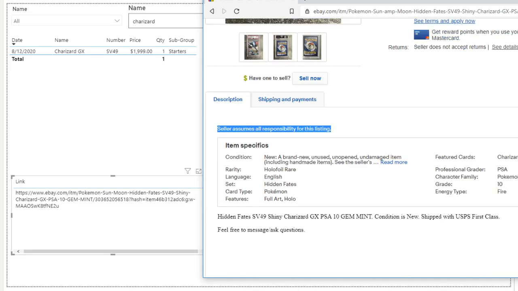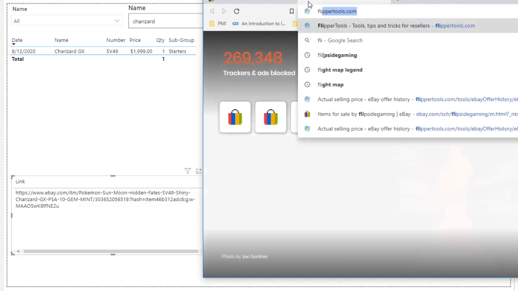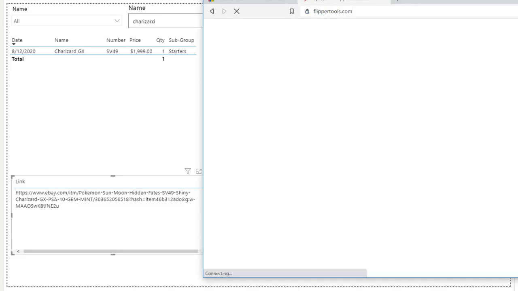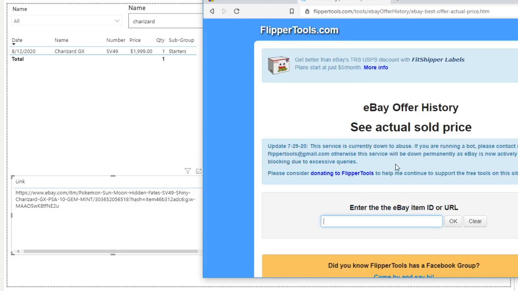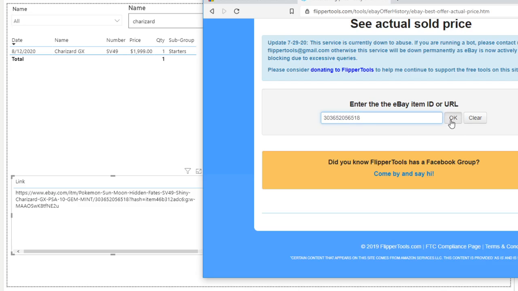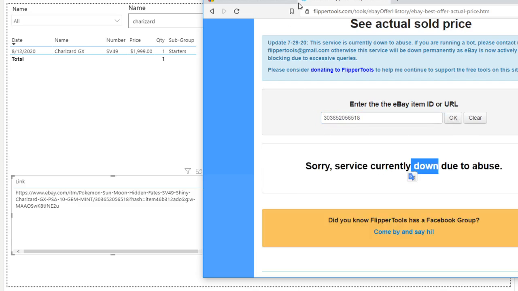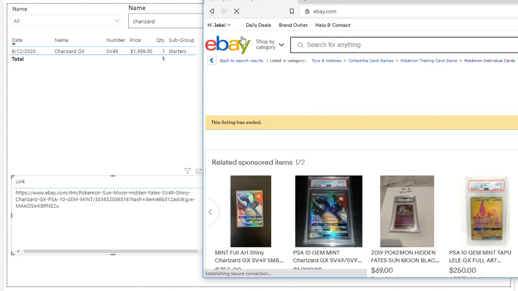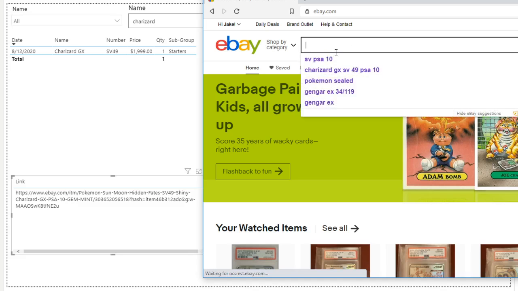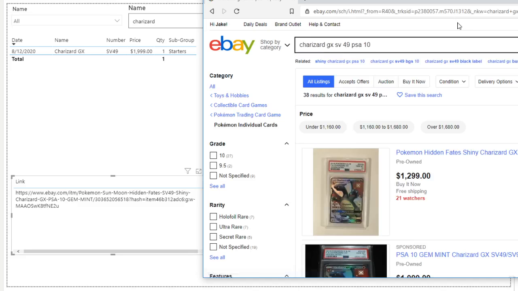I'm pretty sure it's still not up. We're going to copy the eBay item number. We're going to go over to flippertools.com and scroll down. It's right here, best offer actual selling price. Paste, service down due to abuse. So yep, still not up. But what you're about to see is the method that I use to see what actually sold.